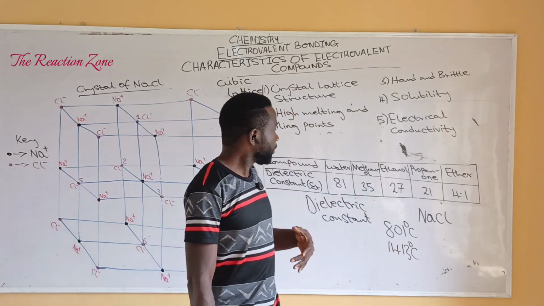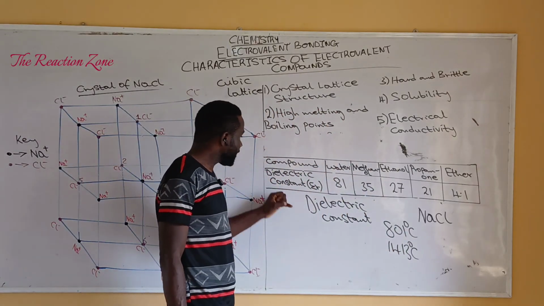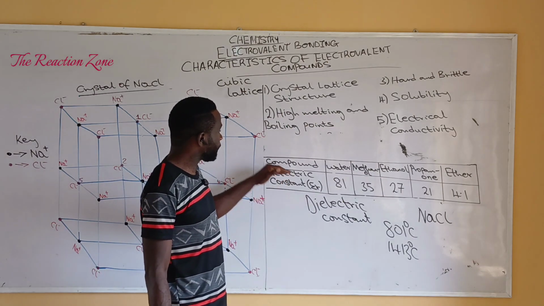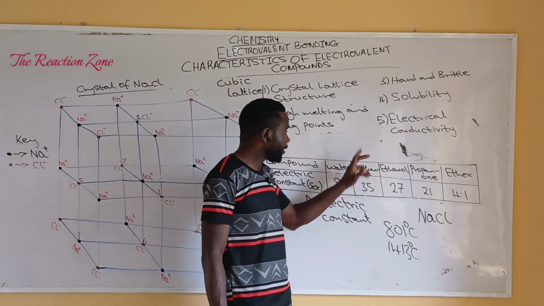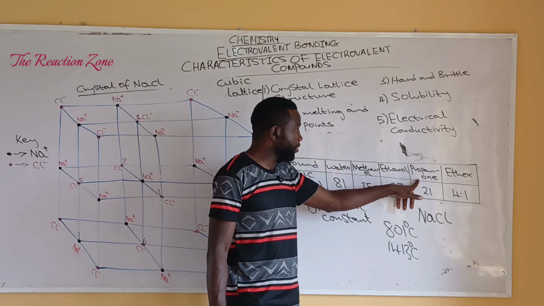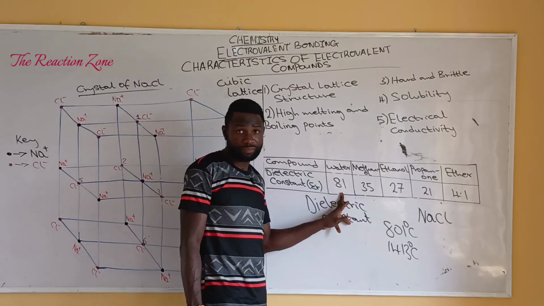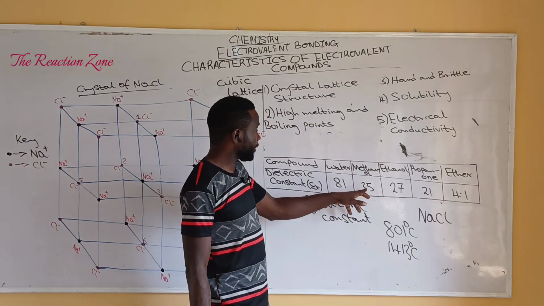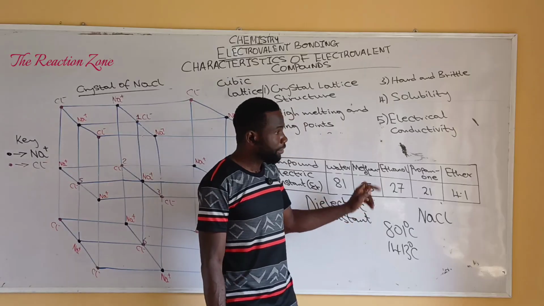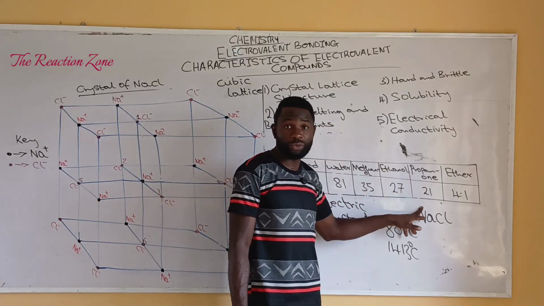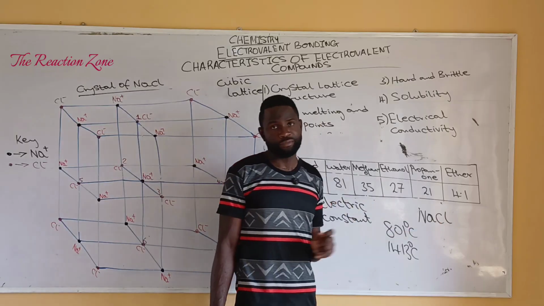substance. Now, looking at this table here, this table shows us the dielectric constant of certain compounds: water, methanol, ethanol, propanol, and ether. The value for water is 81. The value for methanol is 35. The value for ethanol is 27. The value for propanol is 21. And the value for ether is 4.1.